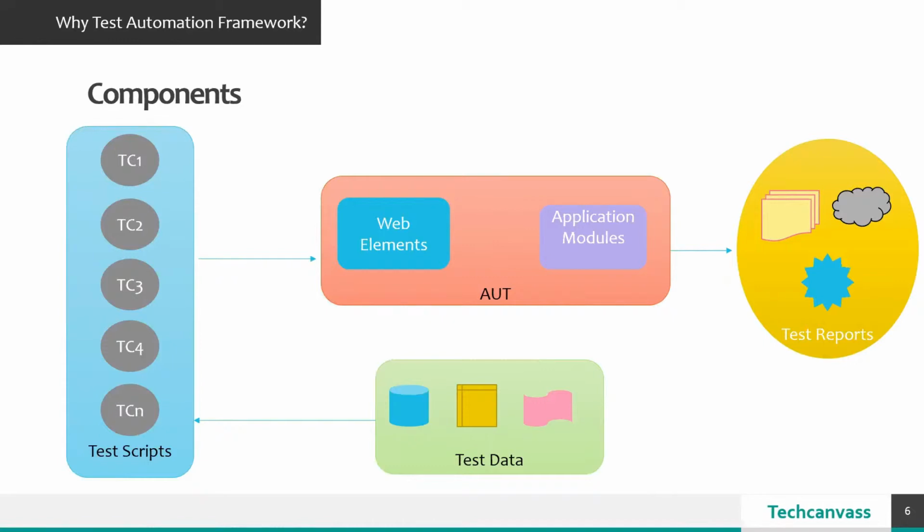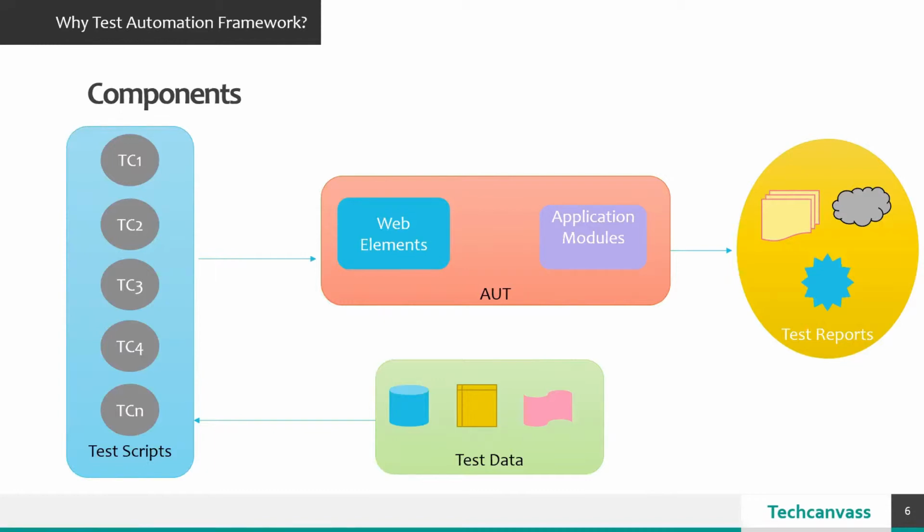On the left-hand side are shown the test scripts. They are made up of different test cases, depicted as TC1, TC2, and so on up to TCN. These test cases may need to be executed sequentially, or we may need to handpick specific test cases according to the requirement, or execute all of them in a batch.